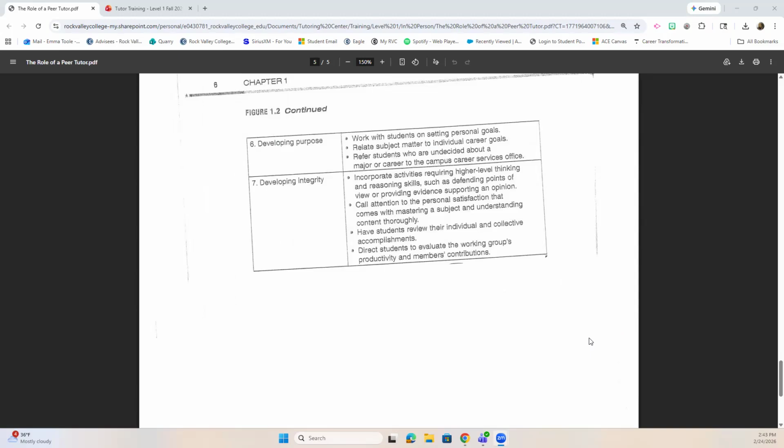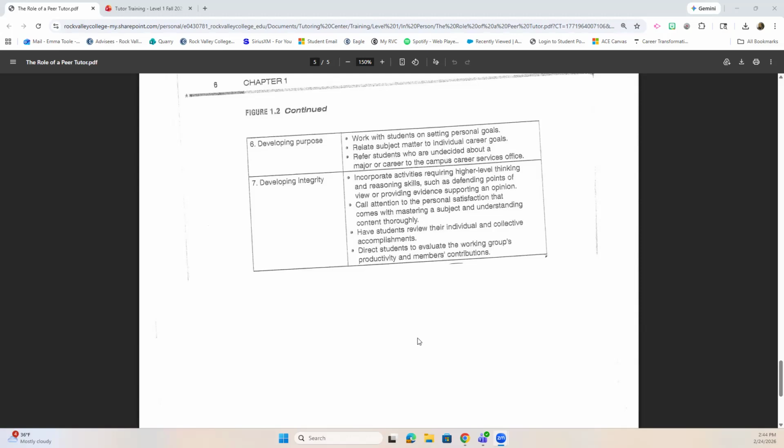Category 6, developing purpose. Work with students on setting personal goals. Relate a subject matter to individual career goals. Refer students who are undecided about a major or career to the campus career services office. And category 7, developing integrity.